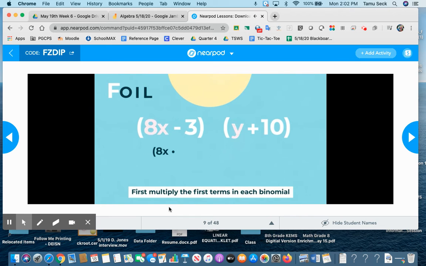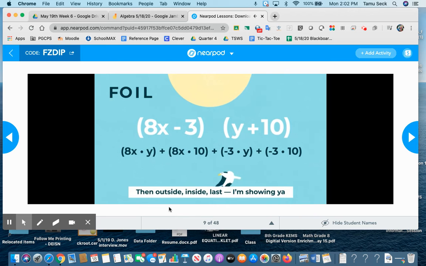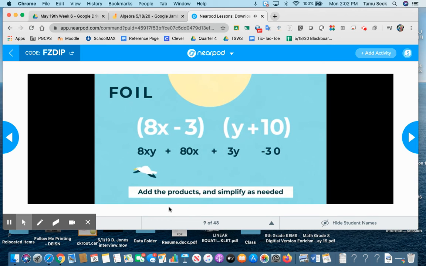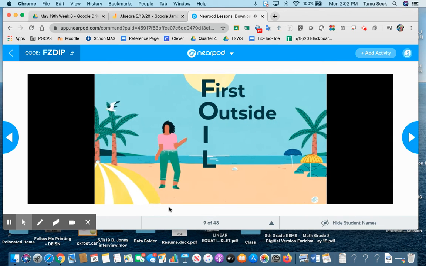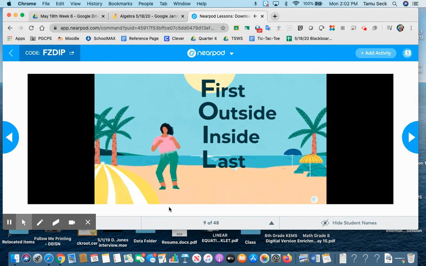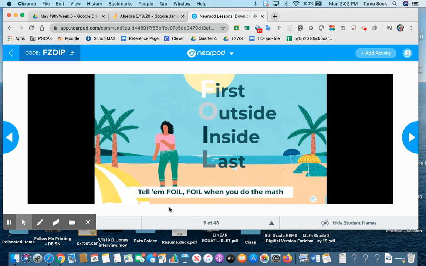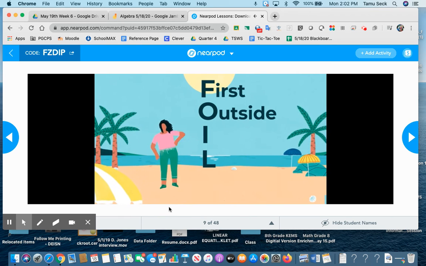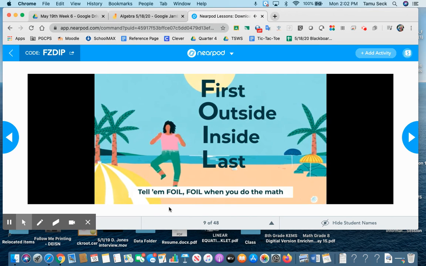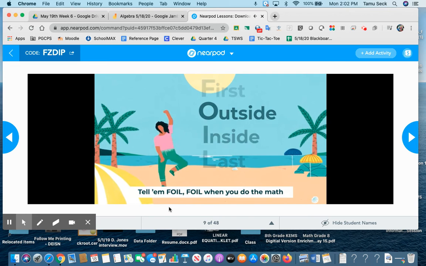First, multiply the first terms in each binomial. Then outside, inside, last. Add the products and simplify as needed. And if that was too fast, I'm happy to repeat it. First, outside, inside, last. Tell them FOIL when you do the math.